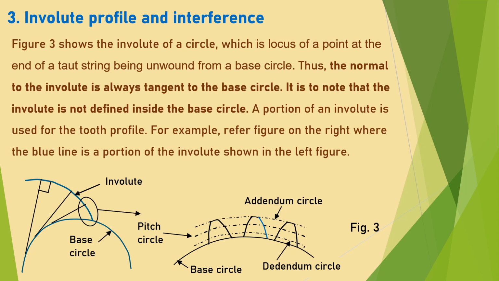In the figure on the left, 3 normals have been drawn to illustrate that all of them are tangent to the base circle. It is to be noted that the involute is not defined inside the base circle. It is an important characteristic which will clarify what interference is. A portion of an involute is used for the tooth profile. For example, refer to the figure on the right, where the blue line is a portion of the involute shown in the left figure.